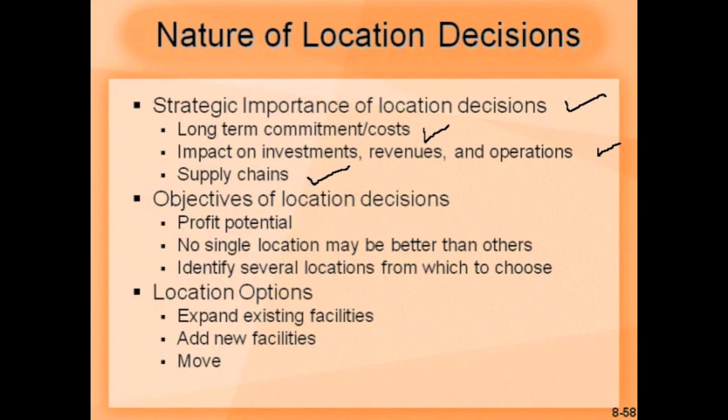Objective of location decisions. Different companies may have different strategies. Strategy could be in terms of being a low cost provider, or it could be flexibility. So all those things have to be kept in mind. Also look at the profit potential, especially for those companies towards the end of the supply chain. If they locate in some remote area, they may not be able to attract a lot of customers and then get the profit. Now, one thing to remember is no single location may be better than others.